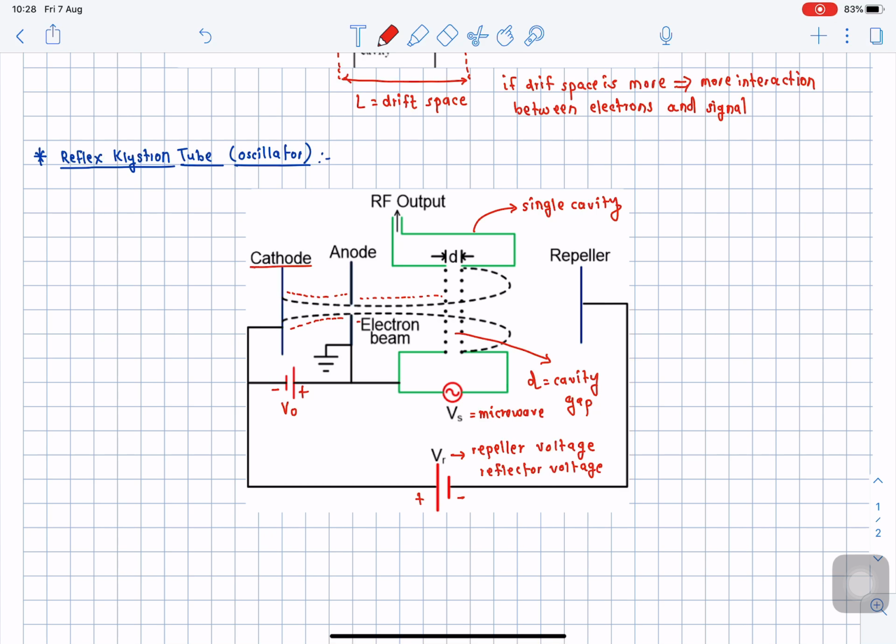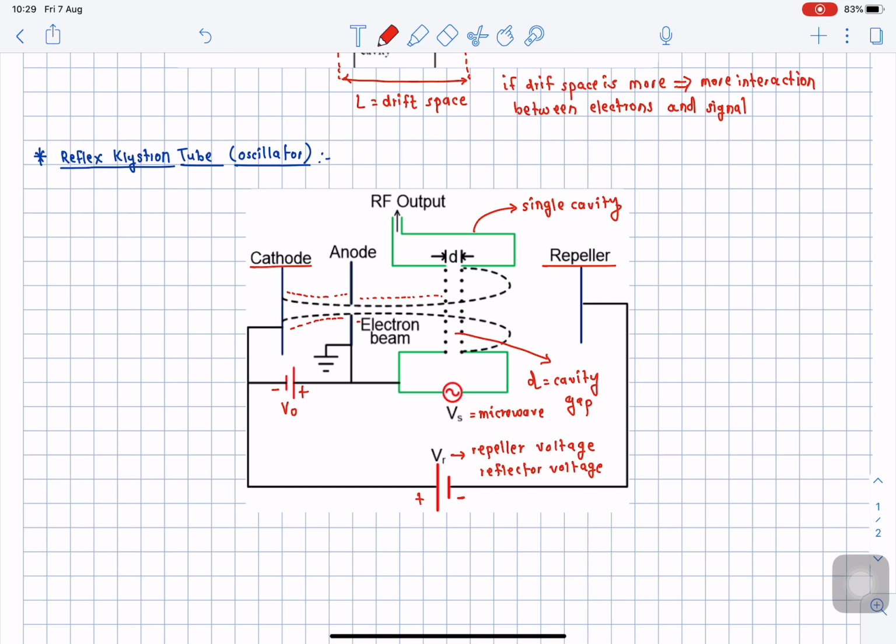Okay, and finally, if you see over here on the right hand side, we have that reflector. It is not a collector plate, remember, it is a repeller. So this repeller is connected with a large negative potential. Please remember, this repeller is not a collector. In the case of a 2-cavity klystron amplifier, the last terminal was the collector, which is connected to the positive potential. But here, please remember, we are using the repeller electrode, which is connected to the negative potential.